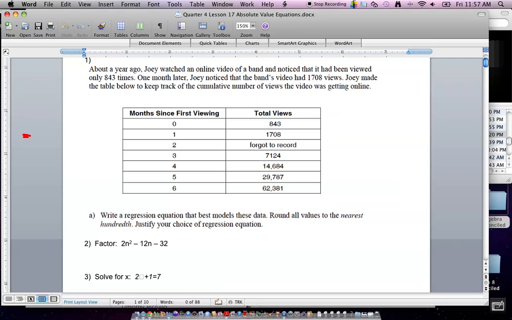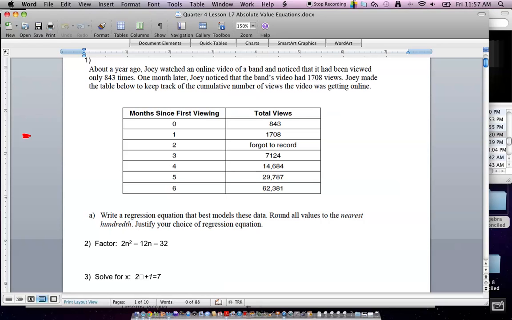Let's take a look at what we have going on here. I haven't even looked at this sheet in a few days. About a year ago, Joey watched an online video game band. Noticed it had been viewed only 843 times. 1 month later, Joey noticed the band's video had 1,708 views. Joey made the table below to keep track of the cumulative number of views the video was getting online. Okay. It says write a regression equation that best models this data.